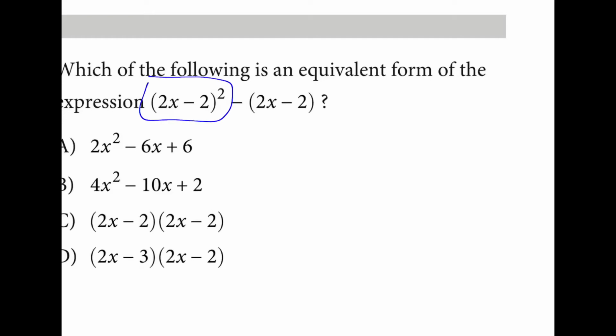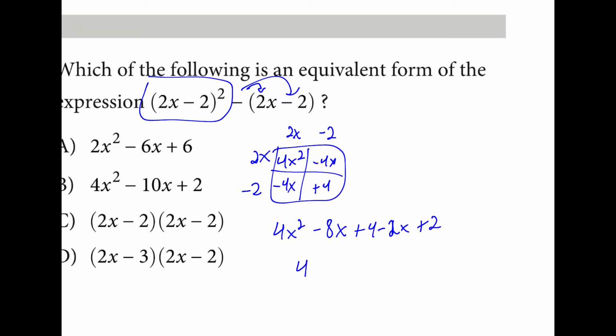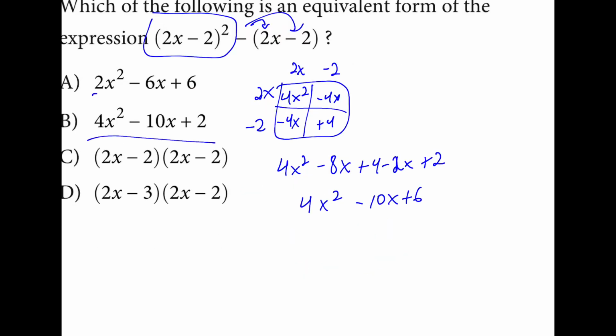If I expand 2x minus 2, I get this, and then I distribute the negative, and then I'm going to combine like terms. I'm noticing this and this are not it, so I probably have to look at C and D as an answer choice. Since I know I'm looking for this positive 6, I'm going to look at the last two terms. I'm going to pick D.